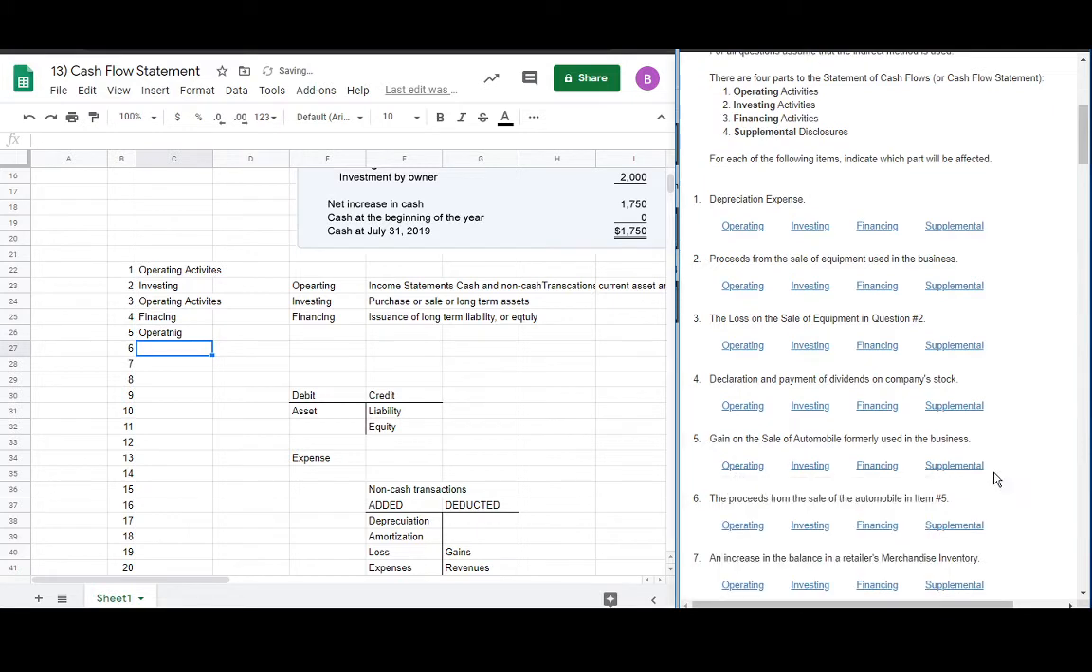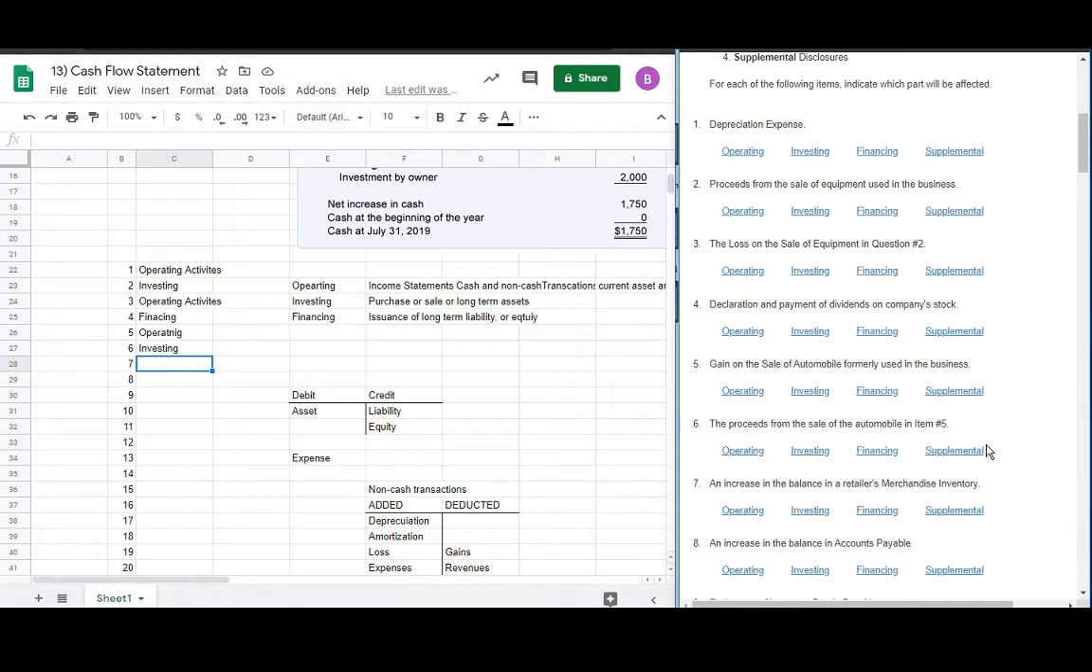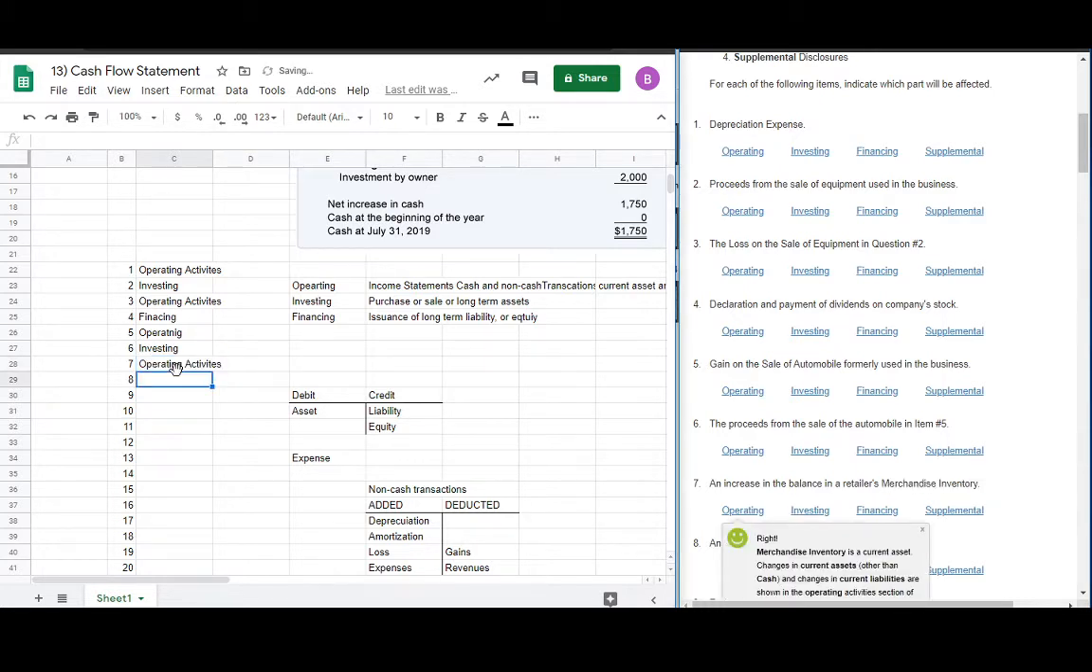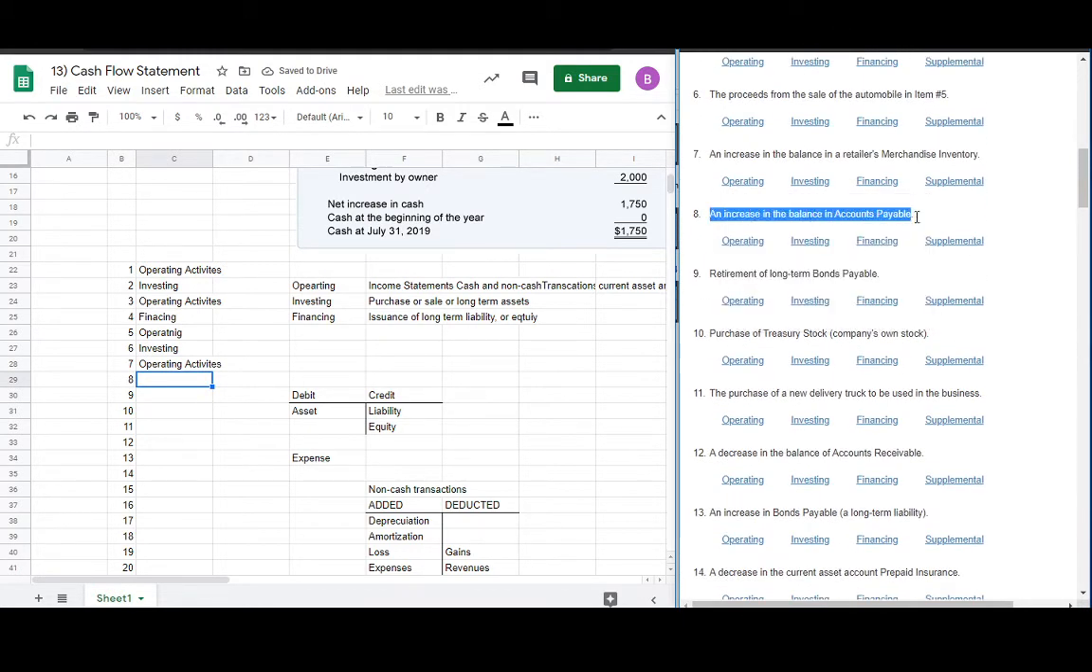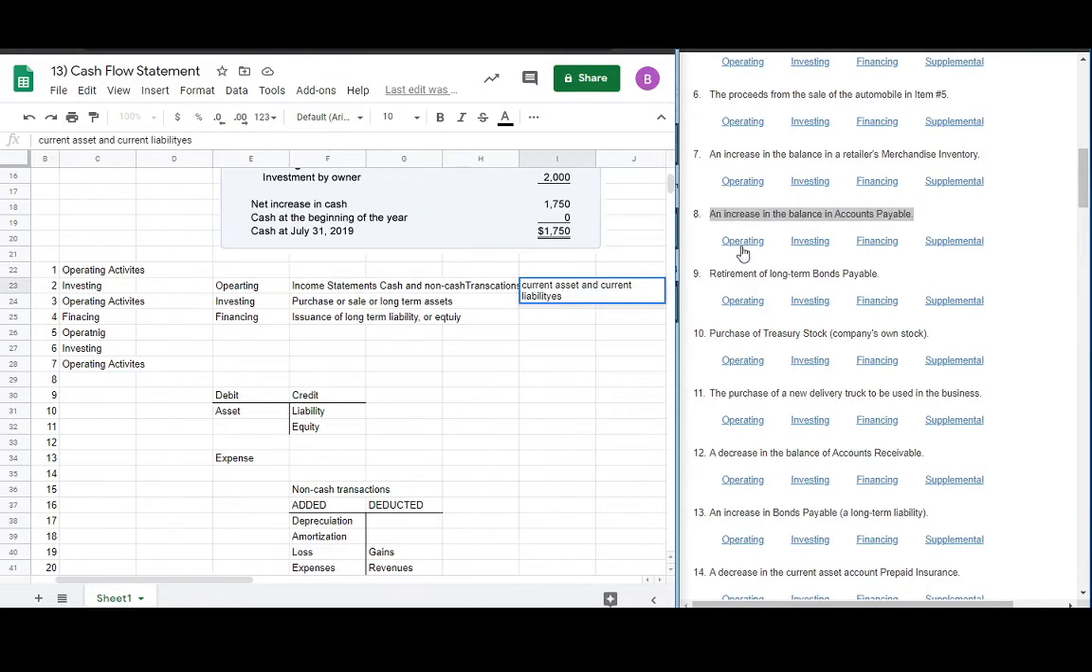Number 6, the proceeds from the sale of automobile. So the meaning of proceeds is the cash received. And so it is investing. Number 7, the increase in the balance in the retailer's merchandise inventory. So, what is our answer here? What is it? Current asset. So, operating. Number 8, increase in accounts payable. Again, it is current. So, operating.